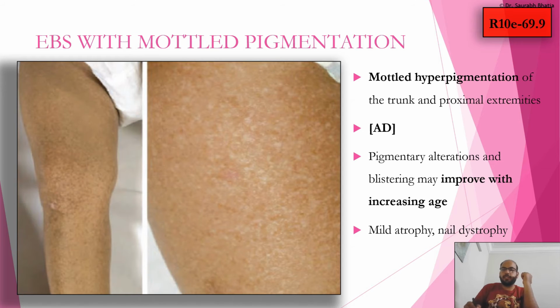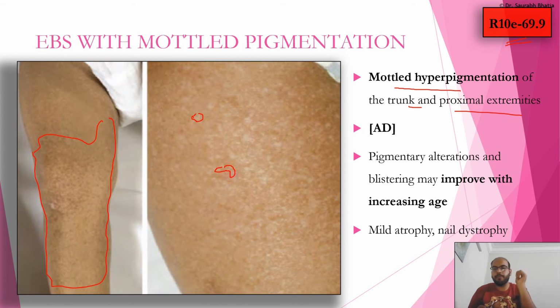EBS with mottled pigmentation. Now this picture is from Rook's 10th edition 69.9. In this you have blistering and there is mottled hyperpigmentation of trunk and proximal extremities. So this is mottling, presence of hypo and hyperpigmented areas. This kind of a variegate or variable pigmented presentation. So mottled hyperpigmentation on the trunk and proximal extremities. It is autosomal dominant inherited. Remember the muscular dystrophy one was autosomal recessive.